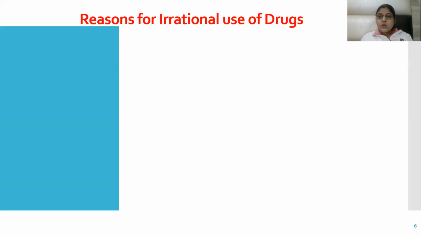Reasons for irrational use of drugs: lack of information. There is lack of information among the doctors, either the GRs or SRs who are prescribing the drugs. There is also lack of experience in them, so that can lead to irrational use of drugs. It means fewer studies done, or less information available.